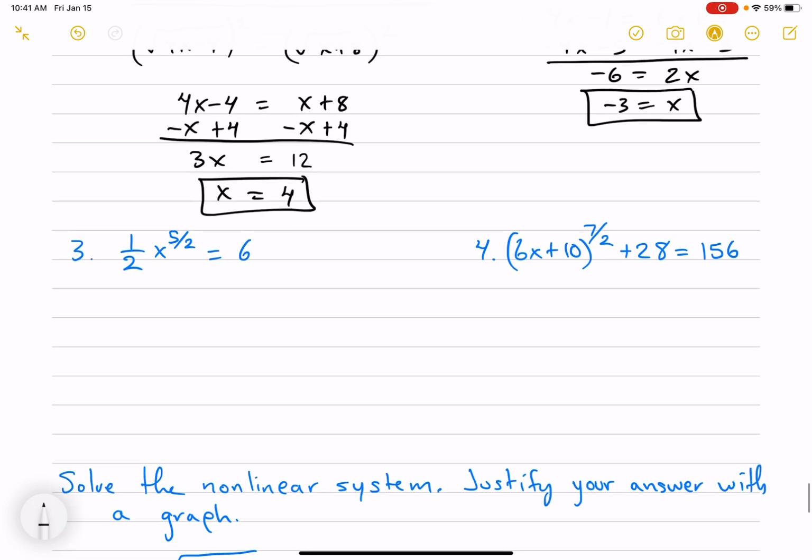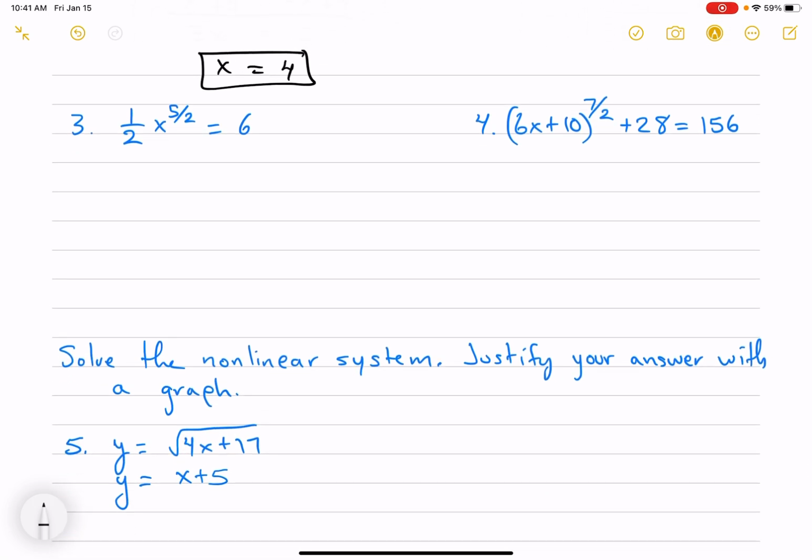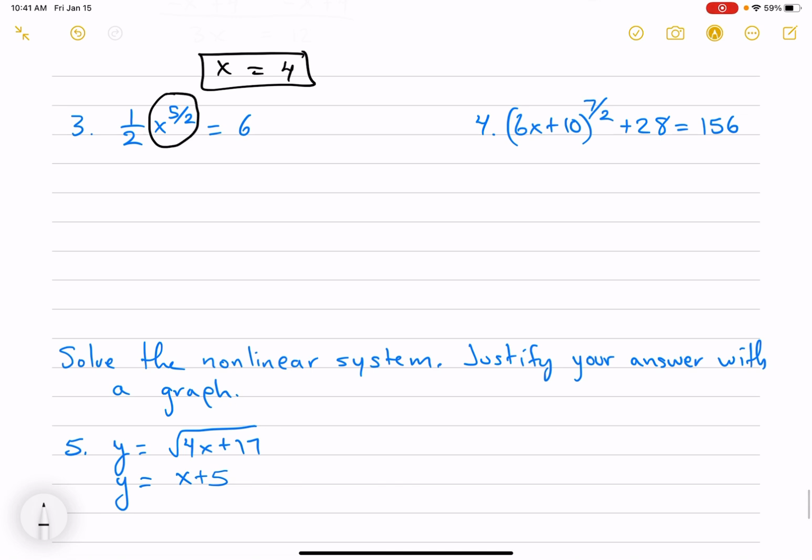To solve example number 3, we're going to start by isolating the expression with the rational exponent. In other words, we're going to isolate this. In order for us to isolate that, we would have to multiply both sides by 2. And by the way, this is supposed to be a 16 in the original problem. I apologize. And so we get x to the 5 halves equals 32.